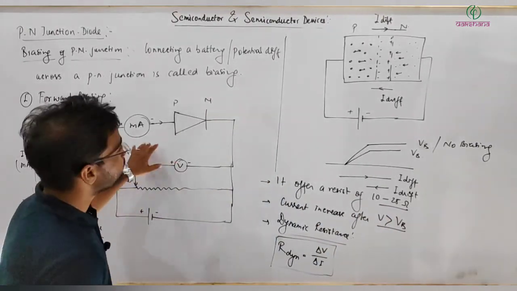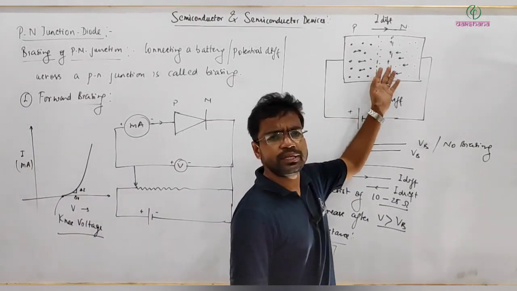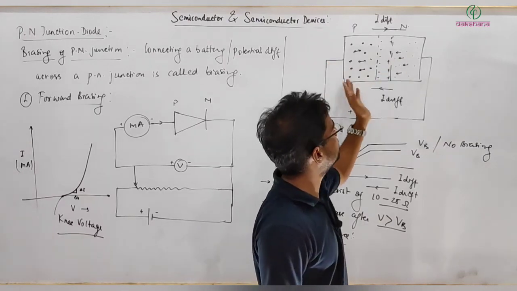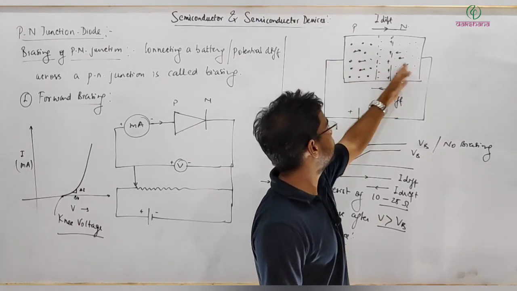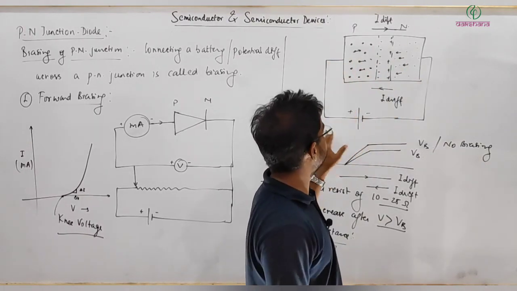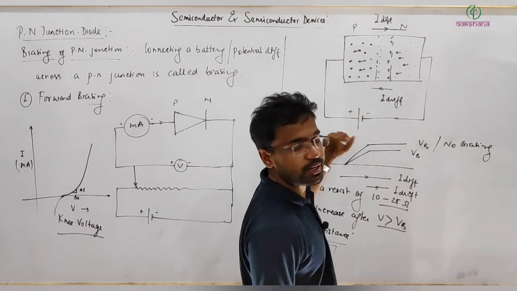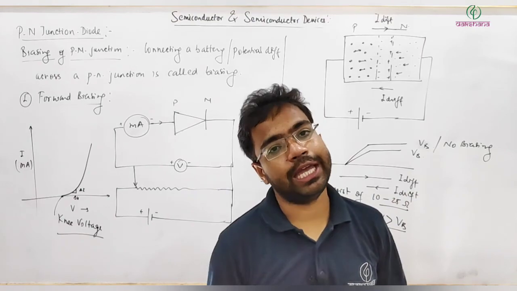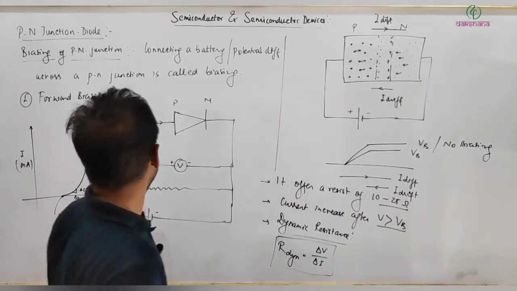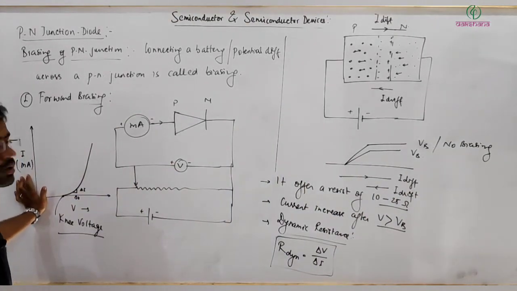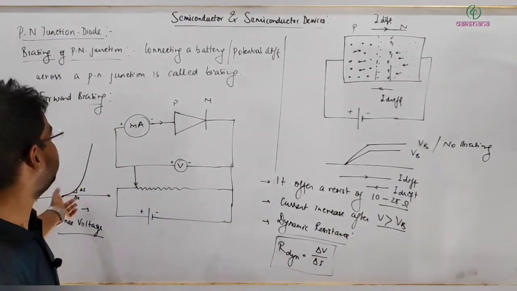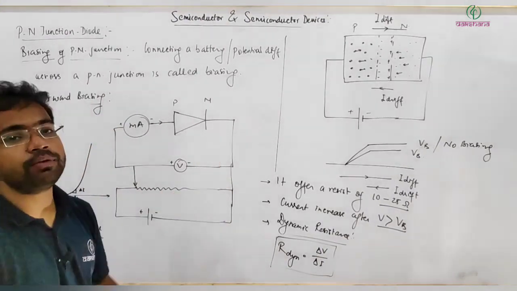So here you can see this barrier is only offering some resistance, otherwise in forward biasing the majority charge carriers are moving this side, they are moving this side, and continuously holes will be supplied from this side, electrons from this side. So we will have a large current flowing in this circuit, and that large current will be only some milliampere. It's not like 10 ampere or 5 ampere, no, it will be milliampere. So this is the condition of forward biasing.